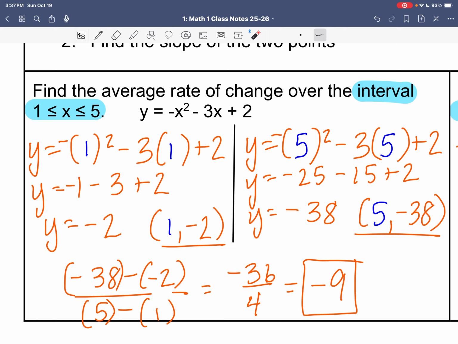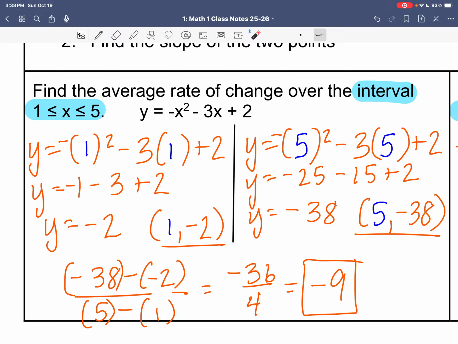All right, now we need to find our other point. So we said the other x is 5. So we're going to do the same thing. We've got negative, substitute parentheses, 5 squared minus 3, substitute in 5, plus 2. And again, 5 squared is 25. And don't forget this negative to bring down. And then go through, so you should have negative 25 minus 15 plus 2. And all that combines to give you y equals negative 38. So when x is 5, y is negative 38.